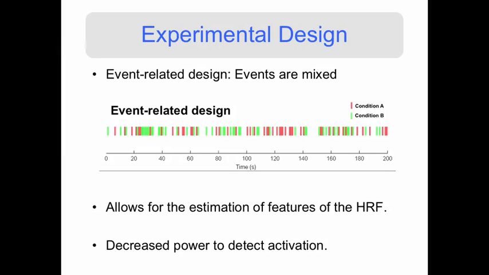Event-related designs, here the events are mixed. So you have condition A and condition B that are given intermixed with each other. So in the example of, say, famous versus non-famous faces, you would show a famous face, a non-famous face, maybe two famous faces, a non-famous face, etc. Now these types of designs tend to allow for very efficient estimation of features of the HRF. So they're good for HRF estimation. However, they provide decreased power to detect activation.